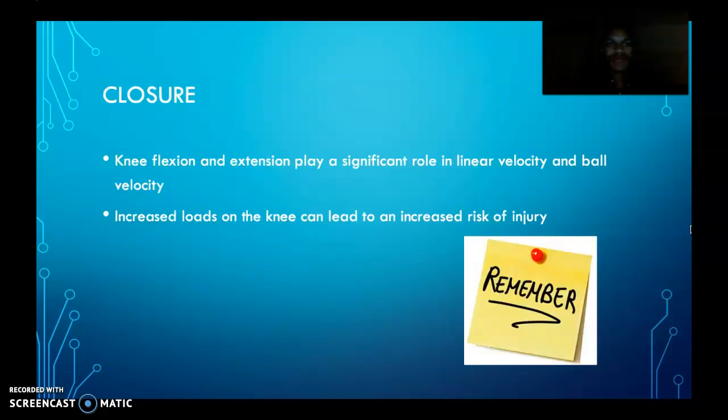In conclusion, knee flexion and extension play a significant role in linear velocity and ball velocity. And increased loads on the knee can lead to an increased risk of injury, like I said, ACL tears, MCL tears, or you could even strain or tear your quadriceps.